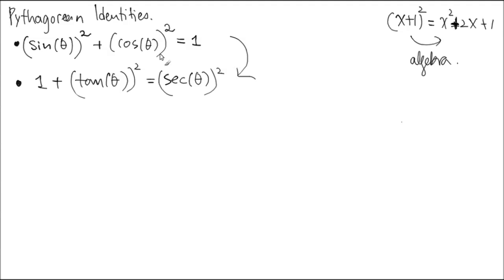Okay? Sine squared plus cosine squared is 1. And remember, the angles for both terms must be the same. If it is cosine 45 squared plus sine 75 squared, that is not 1. The angle has to be the same. Okay?